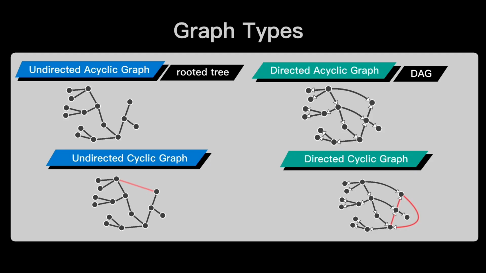Hi, today we are going to talk about graph in algorithms. First, we are going to introduce the graph types and link it from the tree we are all familiar with to the graph topic. So let's get started. There are four types of graph.